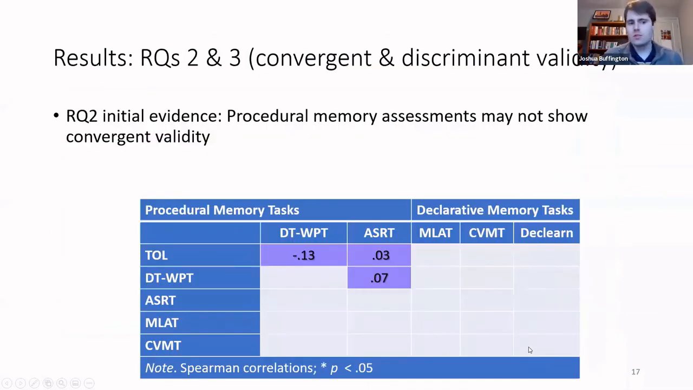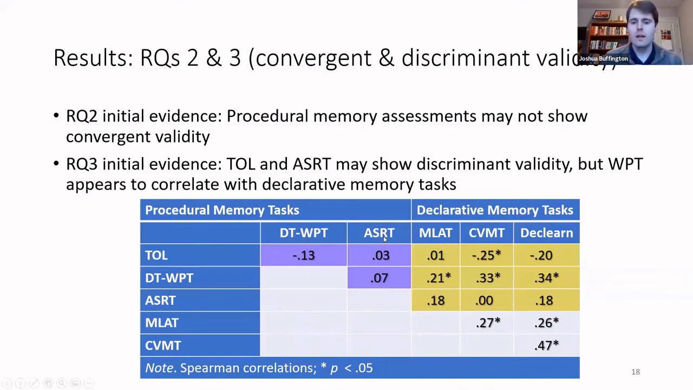For research questions 2 and 3, our initial evidence came from a correlation matrix. So in the top left-hand corner of this table, we see the intercorrelations among the procedural memory tasks. And it's clear that these correlations are all non-significant and generally pretty low, or around 0. And so this is suggesting that our procedural memory assessments may not show convergent validity.